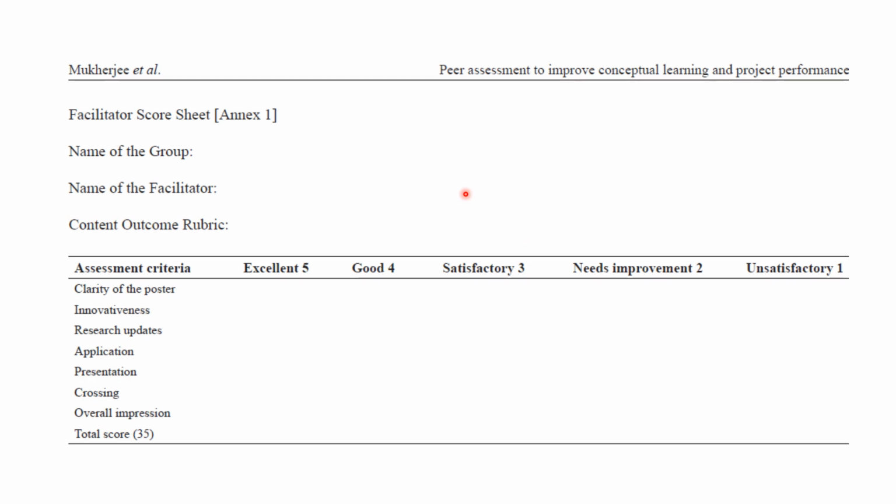Okay, so for group 1, assessment of knowledge is the individual knowledge that is tested by MCQ or by other methods, and the group performance, you can note down according to a grade on the facilitator's score sheet like this. So the content outcome of the individual and the content outcome of the group can be assessed in this way.